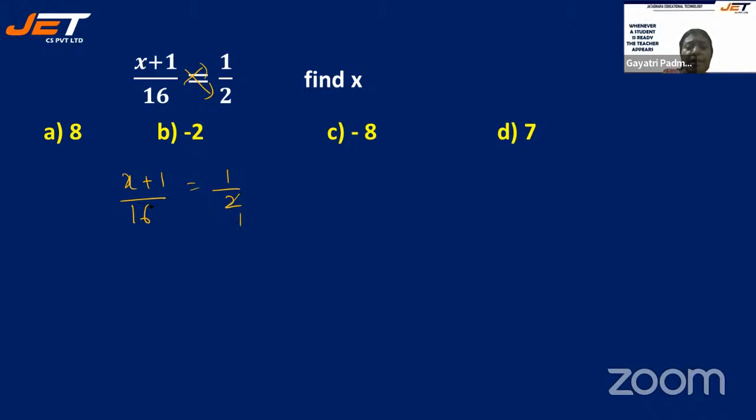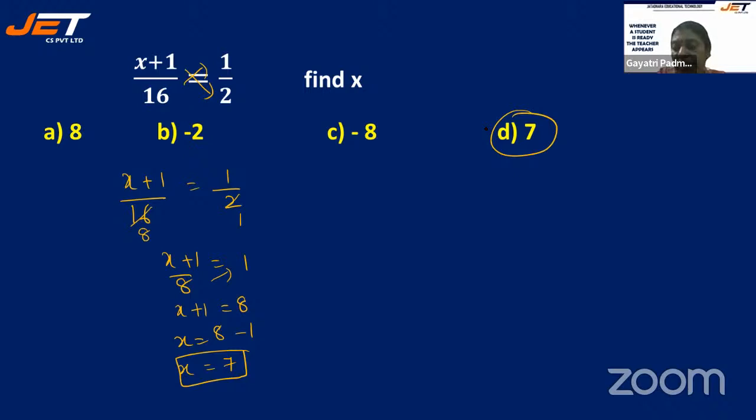So it is 2 1s are 2, 8 2s are 16. So x plus 1 by 8 is equal to 1. So just cross multiply. x plus 1 is 8. So x is equal to 8. When this goes to the other side, it becomes minus 1. Therefore, x is equal to 7. Right? So your option D must be the correct answer.